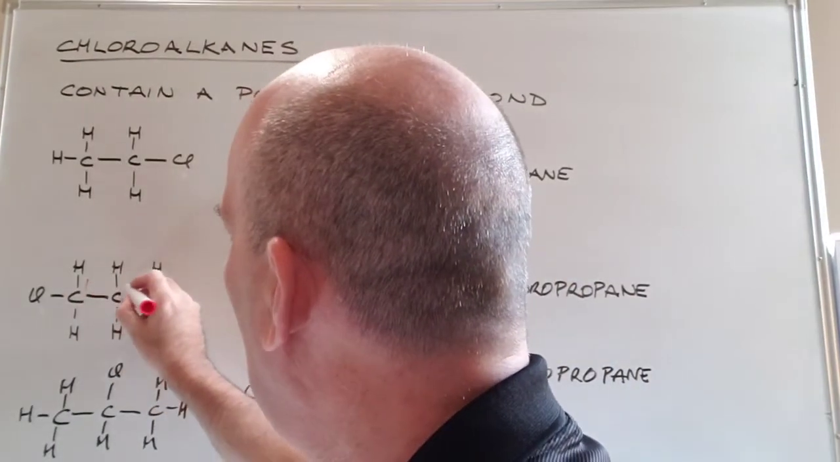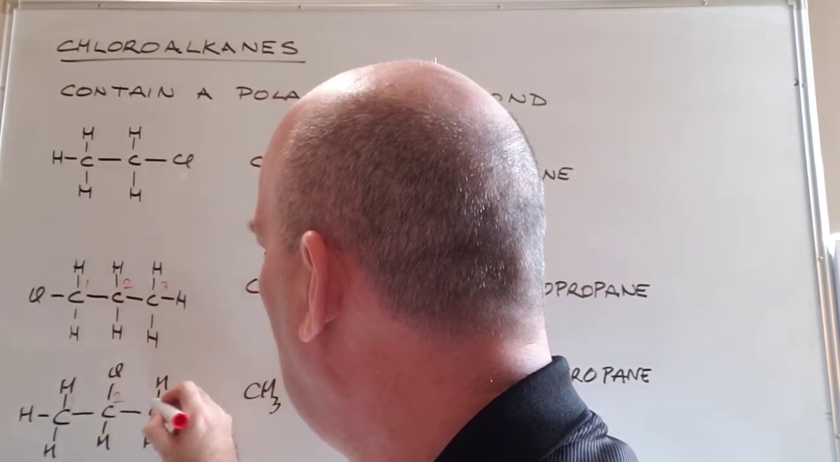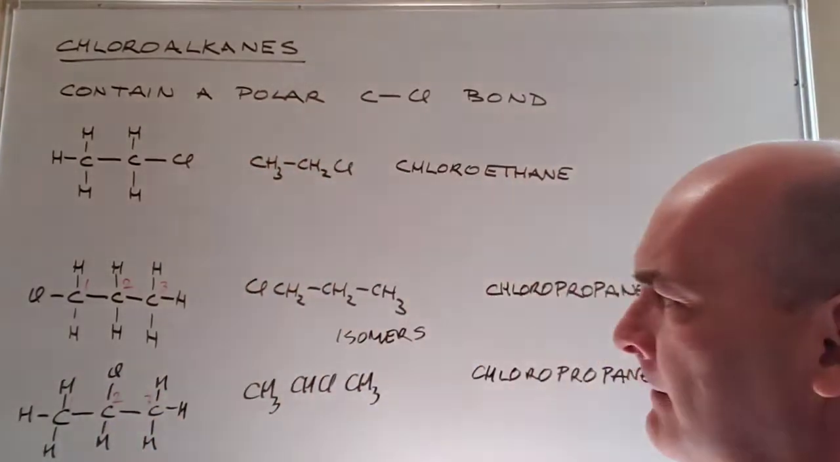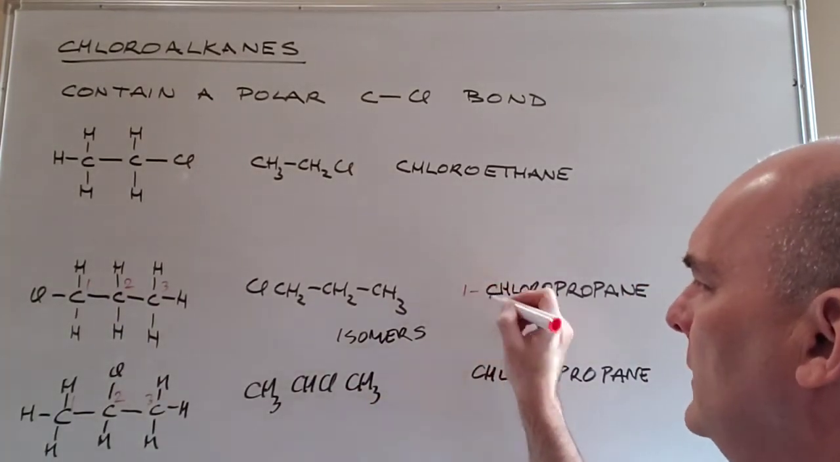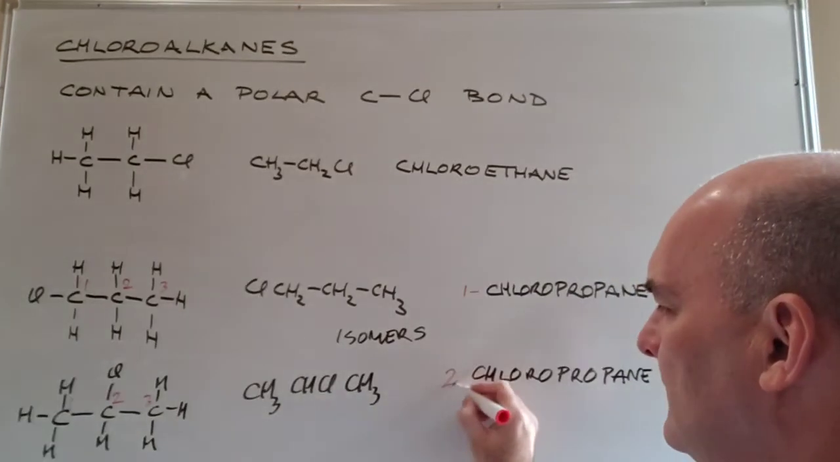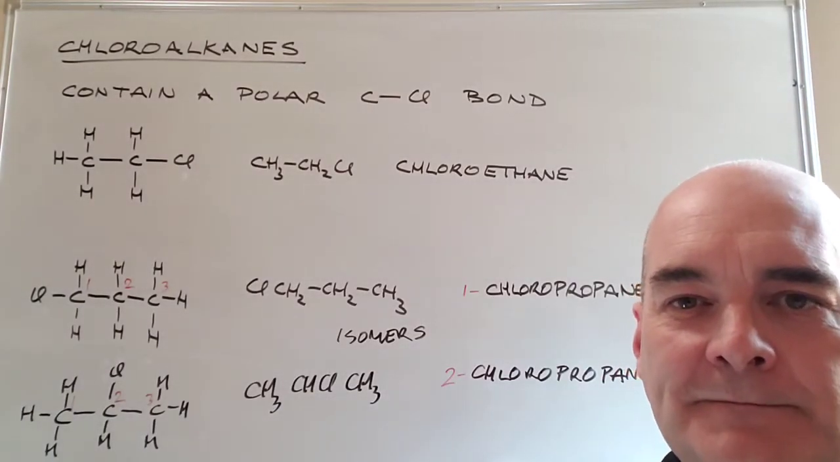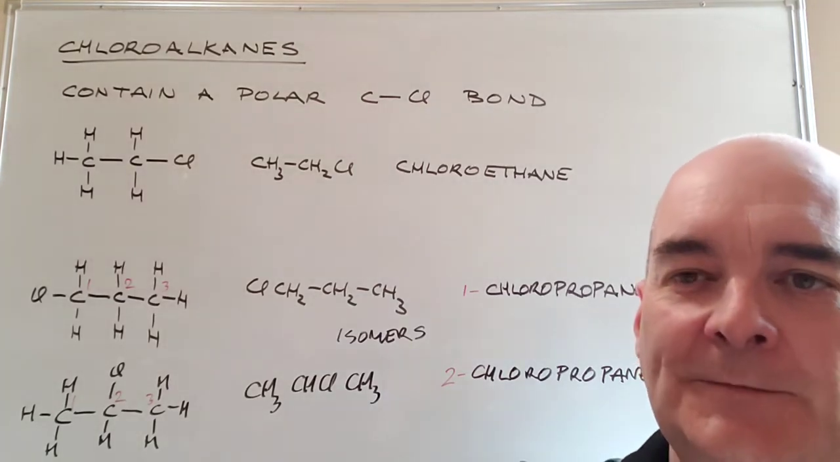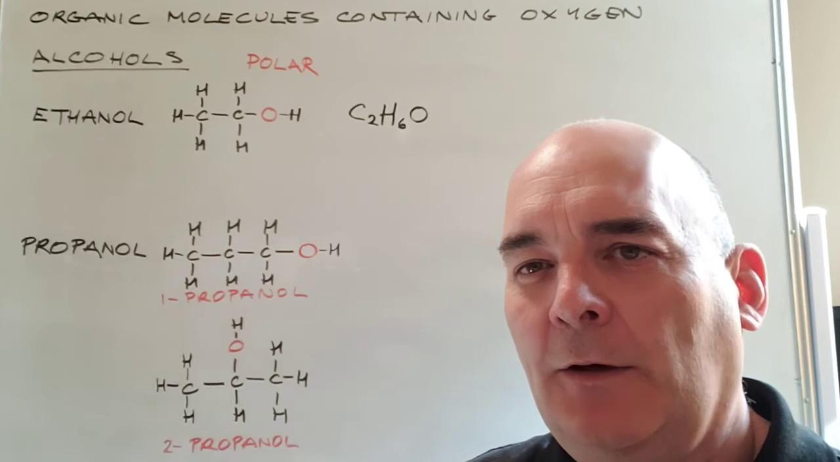If that's carbon number 1 and carbon number 2 and carbon number 3, and that's carbon number 1 and carbon number 2 and carbon number 3, we could call this one 1-chloropropane, and we could call this one 2-chloropropane. They're isomers.